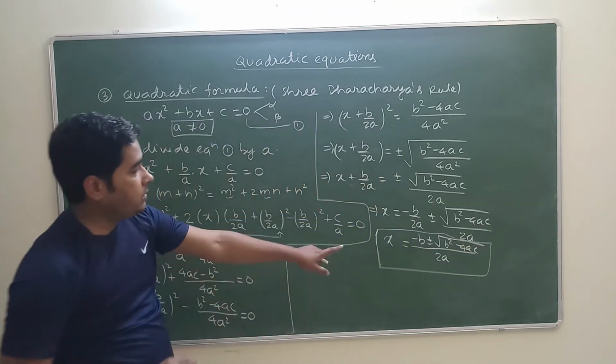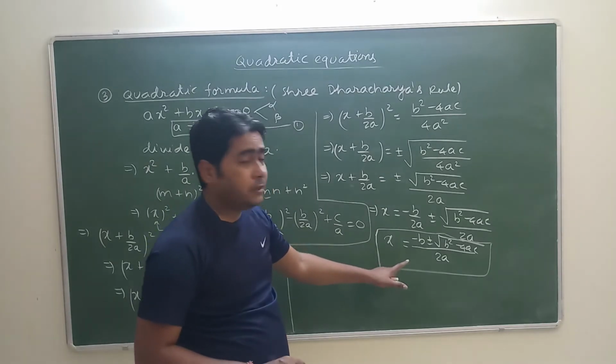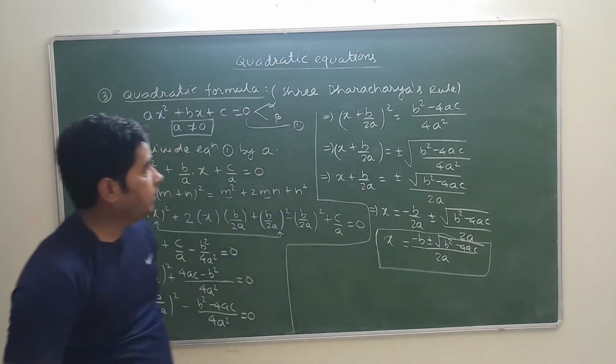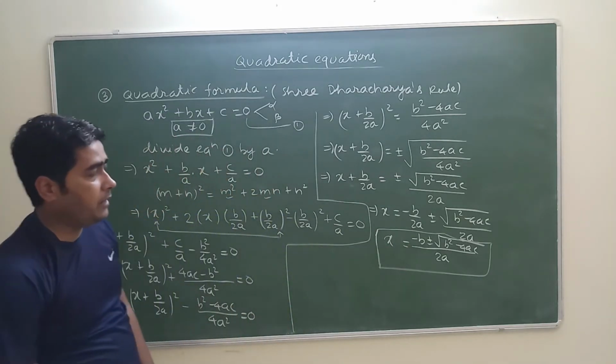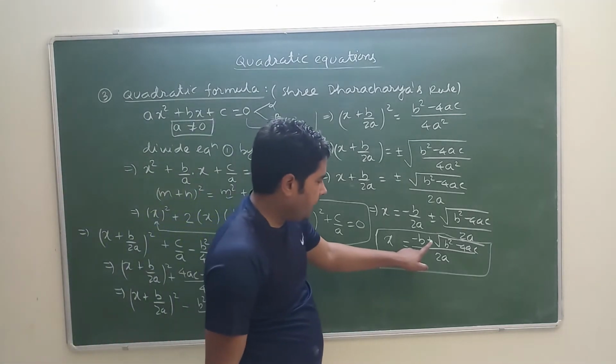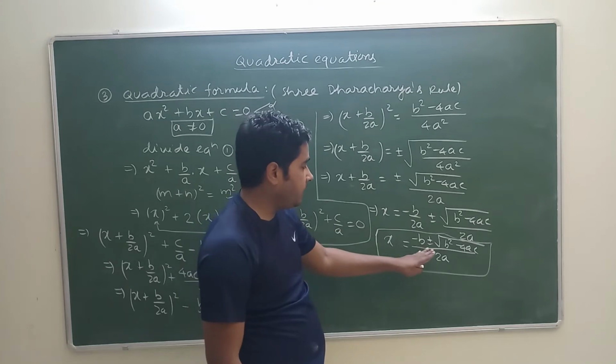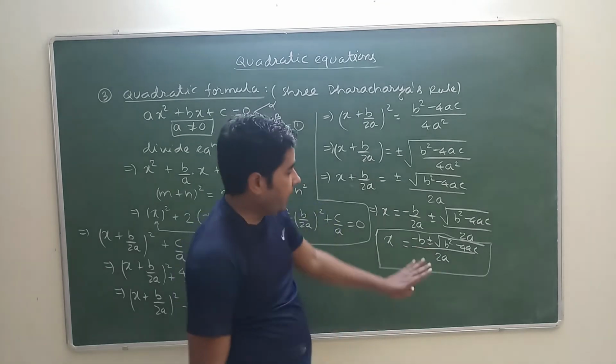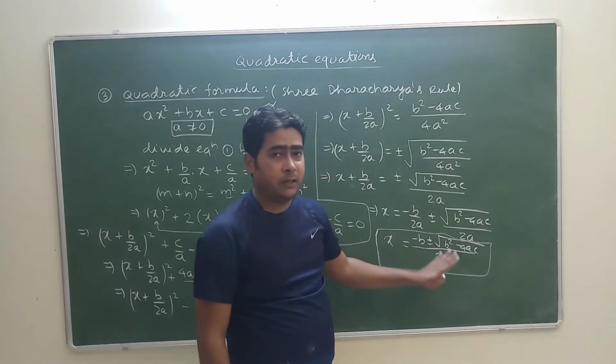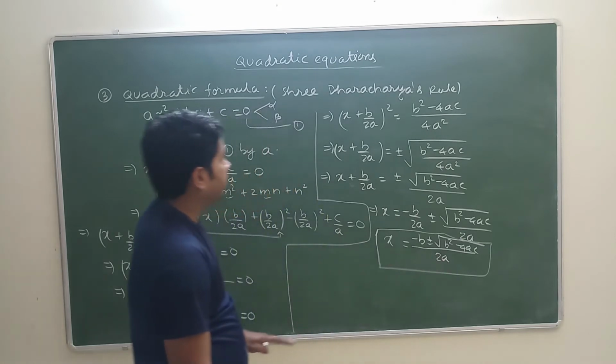Okay, so this is the value of x. You can apply this directly in any question to get the value of alpha and beta directly. You can see there is a plus sign and a minus sign. If you take the plus sign, you will get one root. If you take the minus sign, you will get another root, right? So alpha and beta both are inside this box.